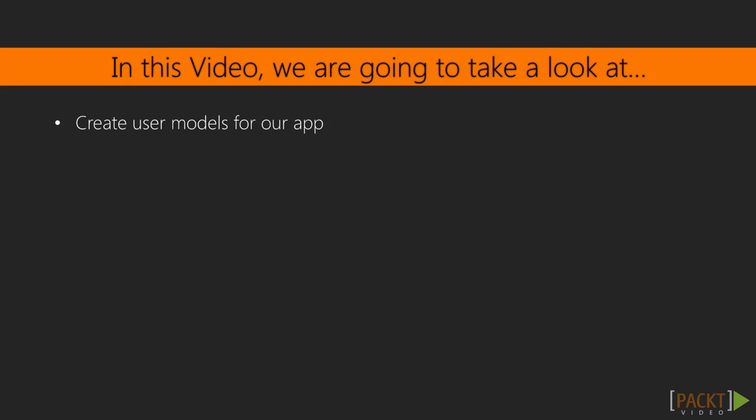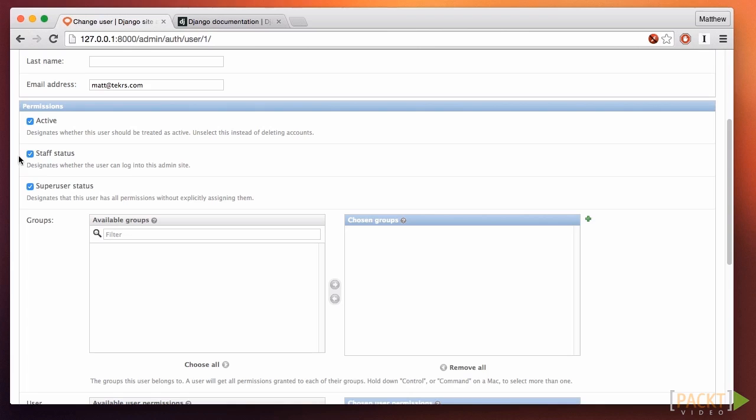If we go to view an existing user, you'll see these checkboxes. One lets you deactivate a user without actually deleting them. Our app won't make use of that. However, these next two are important. Staff status gives a user access to the admin area.